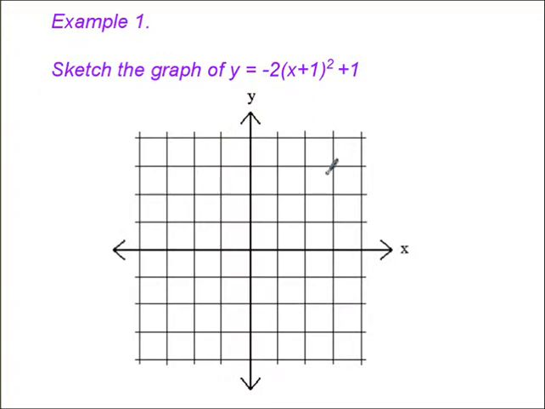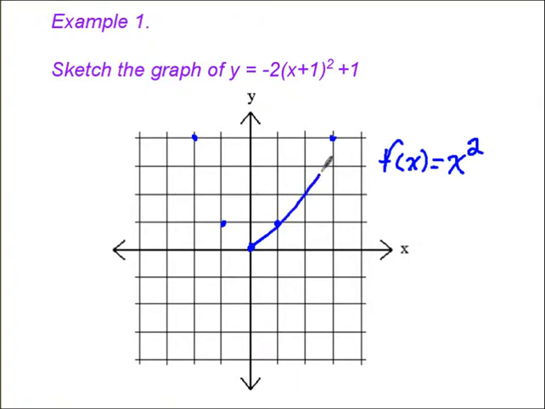Alright, so we want to sketch the graph of y equals negative 2 times the quantity x plus 1 squared plus 1. We already know that this is in standard form. What I want to do here is take a look at what the graph of just the function f of x equals x squared looks like. This gives us a good reference point. So that's going to have points here at 0, 0, at 1, 1, and 1, negative 1, and then at 2, 4, and negative 2, 4.